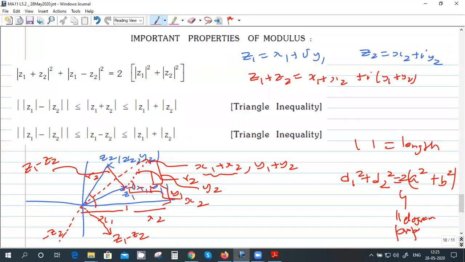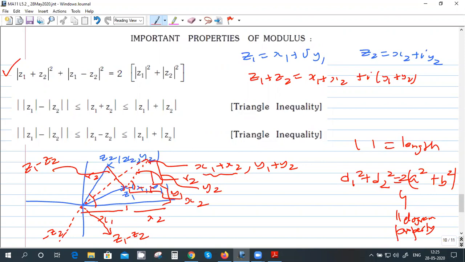This parallelogram property. Okay. So from this you can prove this one, or at least understand this relation. If you have two complex numbers z1 and z2, what does the complex number z1 plus z2 mean?